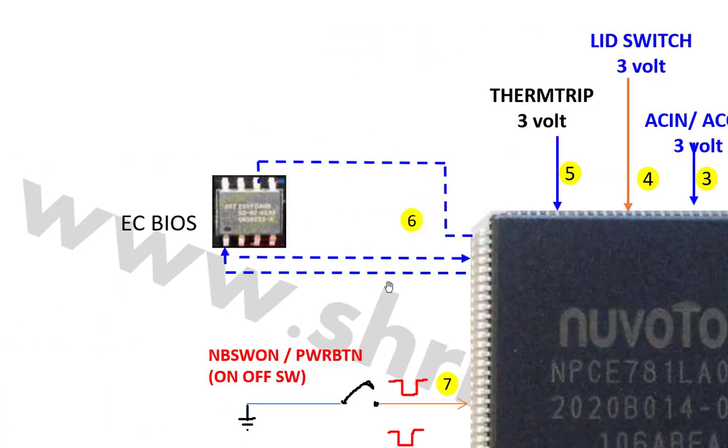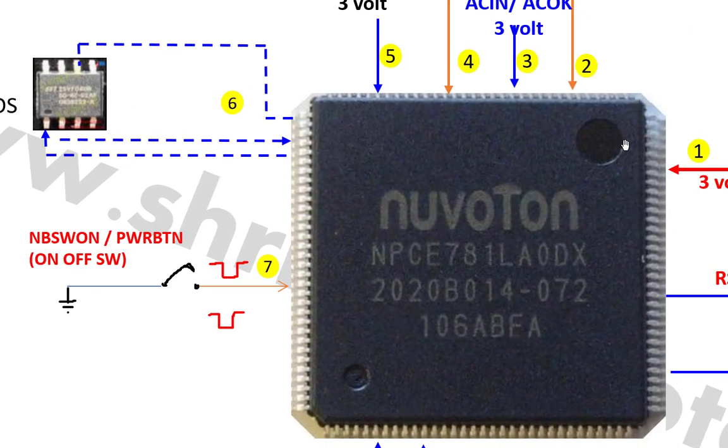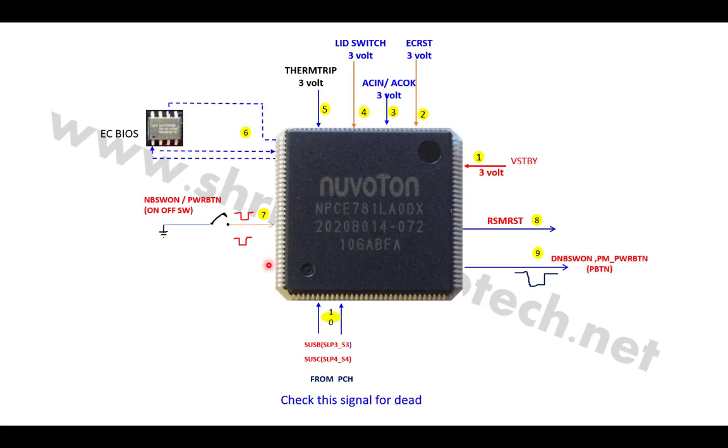Okay, after that, if your 5 signals are okay, the next signal is the EC bios. Now in the newer generation, the EC bios is merged into the SIO. If all 5 signals are coming but your laptop is still not turning on, then you have to flash the EC bios. Okay. Now if your EC bios is also okay, the next signal is this power button.